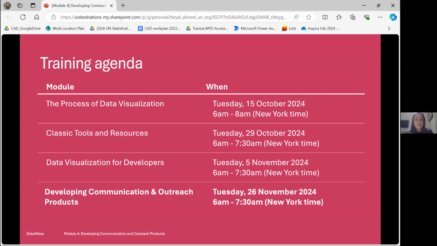In the third session, you explored some open source libraries for creating more advanced and customized visuals. And we are now at the last session where we'll see about communication and outreach products. So how you can, together with your visuals, communicate a data story.